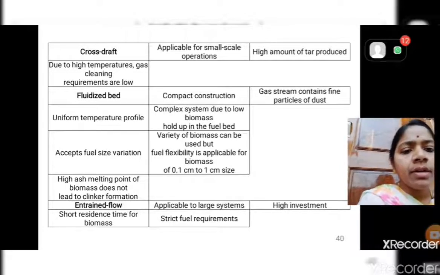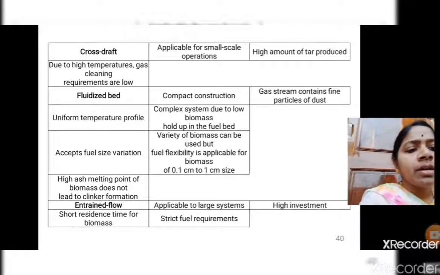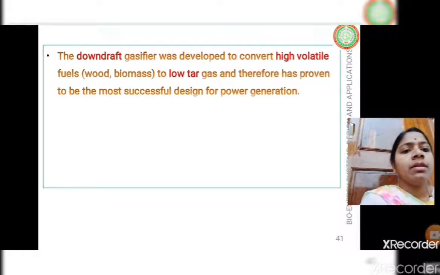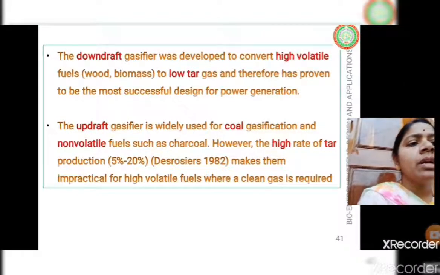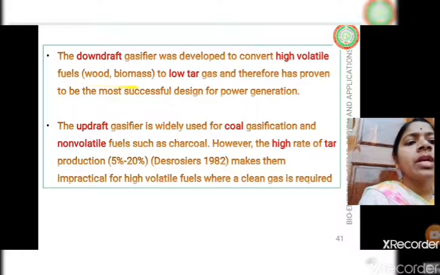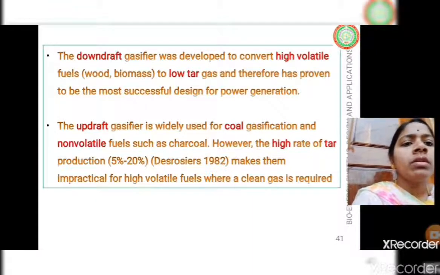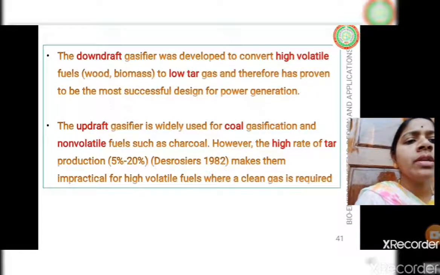Then the entrained type of gasifier. The major advantage is application to larger systems, but the investment cost is very high. So here we can see the practical implication: the downdraft gasifier was developed to convert high volatile fuels. The high volatile fuel can be converted thermally into producer gas, which can produce a low tar gas. The high volatile biomass feed can be fed to the downdraft gasifier to produce low tar.